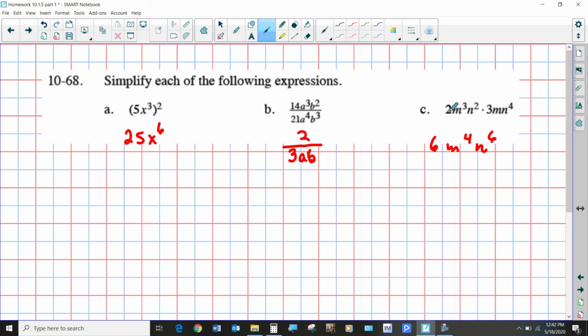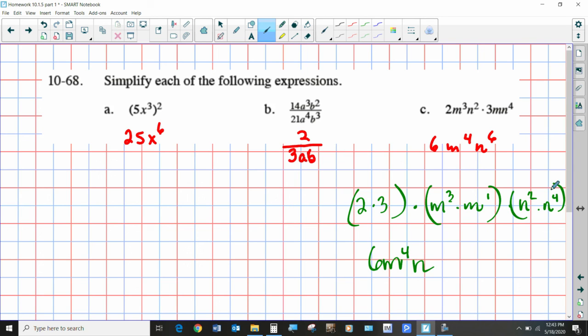And then the final problem, you take your numbers, they can be multiplied together, so your 2 and your 3 get multiplied together. Then your m to the third times m to the first. How do I know that's m to the first? Because if there's no exponent, it's understood to be to the first power, and then n squared times n to the fourth. These numbers, just multiply them together to give you 6. Whenever you're multiplying powers that have the same base, you keep your base and you add your exponents. So that's m to the 4th. And same thing here, keep your base, add your exponents, and that is your simplified version.